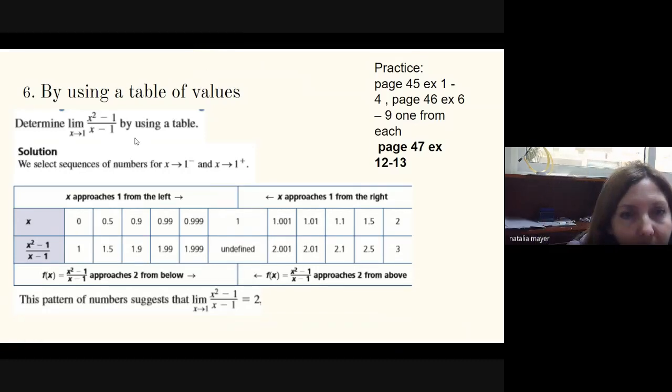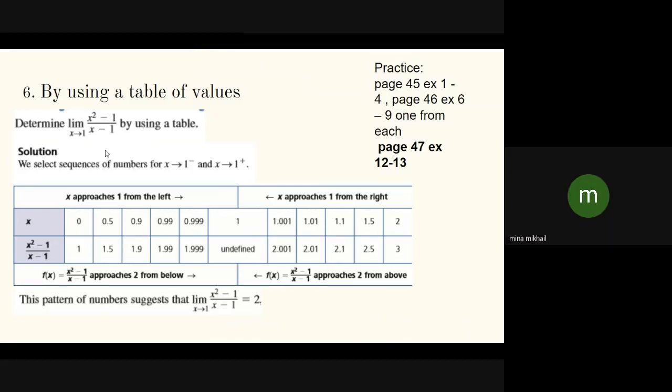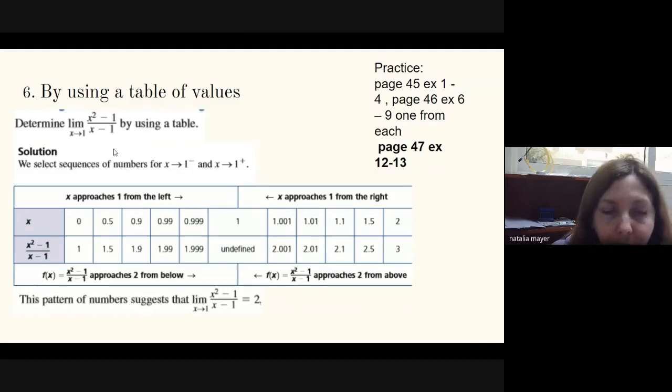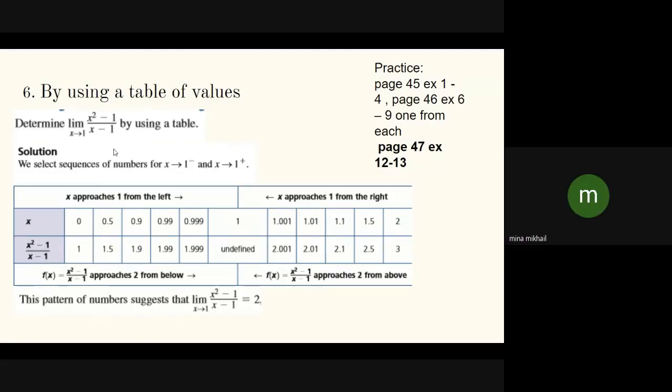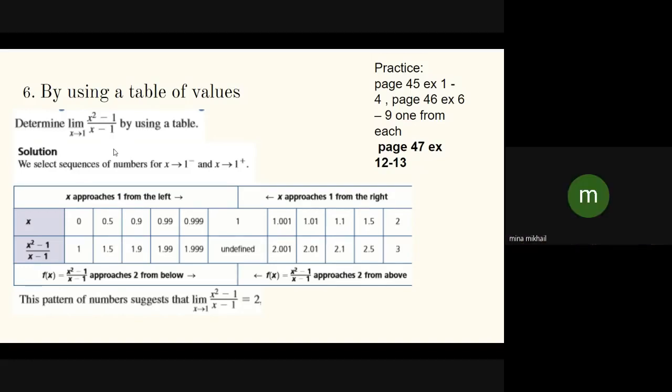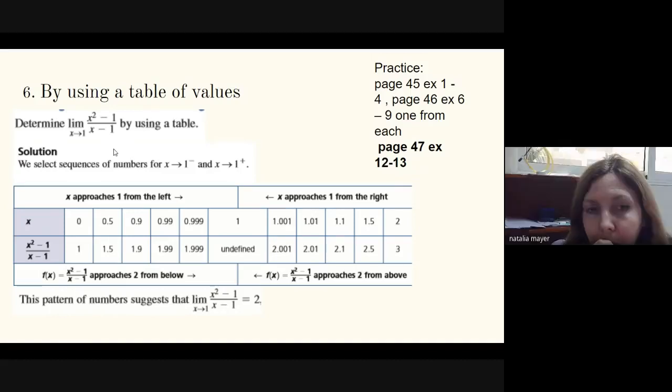Look at it and tell me what other method or strategy you can apply here in order to evaluate this limit. Factoring. Who said this? Mina. So how can you factor this expression? Difference of squares. Yes. So tell me how it looks when you factor it. In the numerator, x plus 1, x minus 1. Denominator, yes, and then the denominator x minus 1.